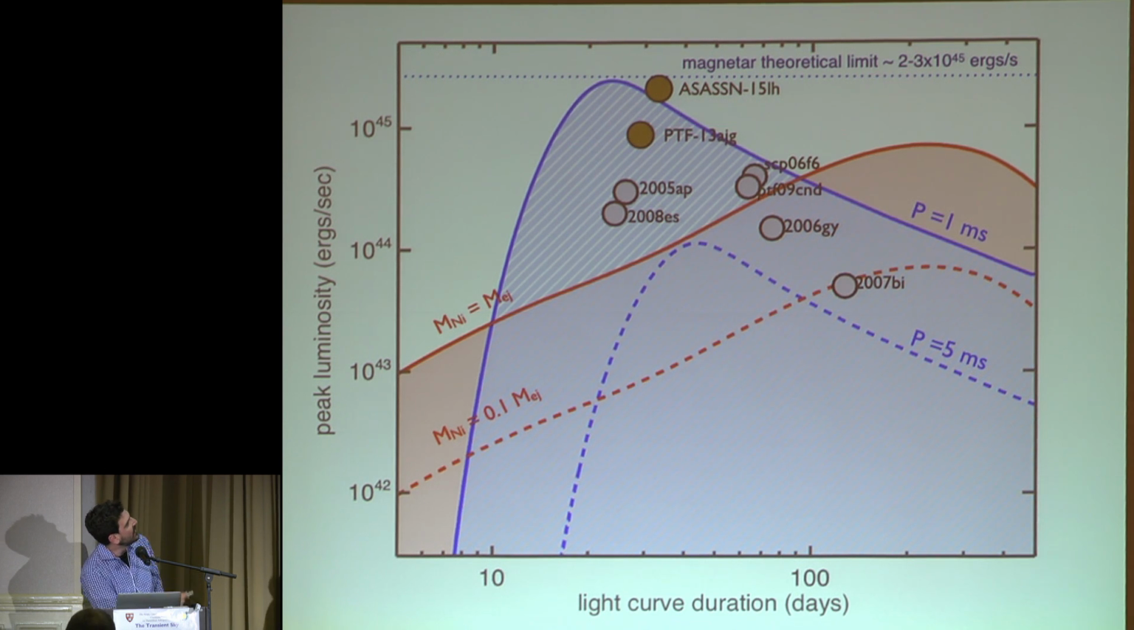And that gives you a peak luminosity of somewhere around 2 to 3 times 10^45 ergs, which encompasses a lot of the range of the supernovae that we see. Here's this debated ASASSN-15lh, which is really right at the limit of what can be accommodated with the magnetar model. Again, we debate whether it's a superluminous supernova, but it can barely be accommodated within this model.